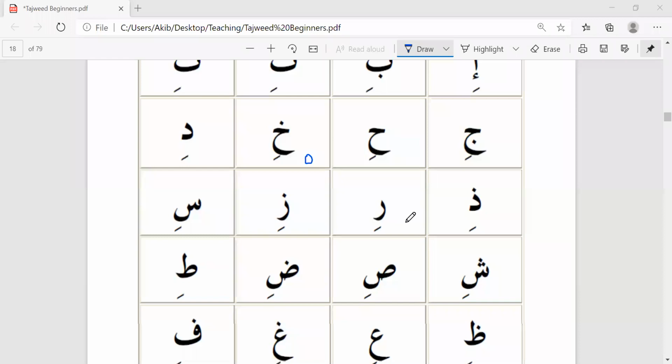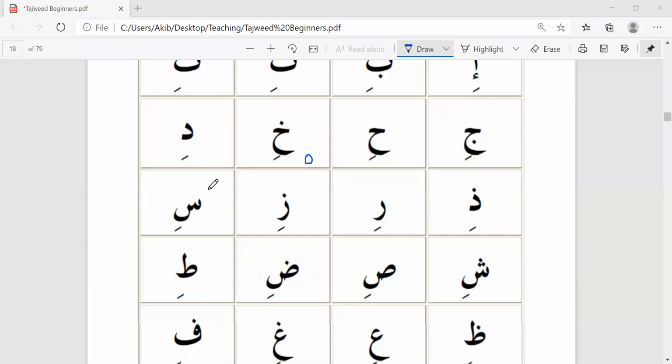Ri. Try to just vibrate your tongue there. Ri. So again, the ra with the fatha is heavy. The ra with the kasra is light. The za is going to be z, z, z. The sin is going to be si, si, si.